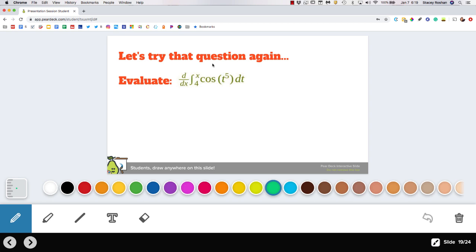Let's continue to practice. Let's try this question again. Hopefully it makes more sense now. That is our variable, and then this constant's just going to drop off. And so the derivative of the antiderivative, go ahead and put this in and then chain it. So we just get cosine of x to the 5th.